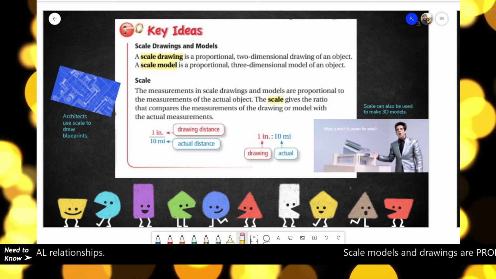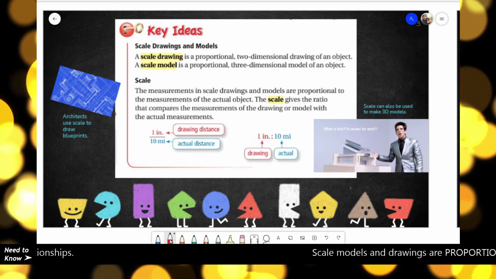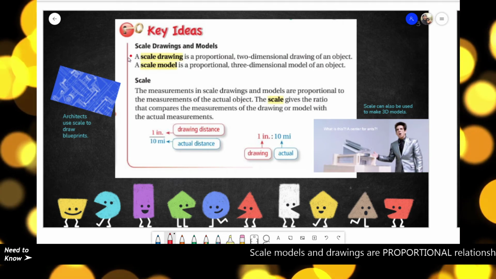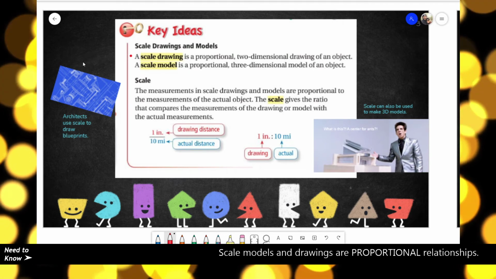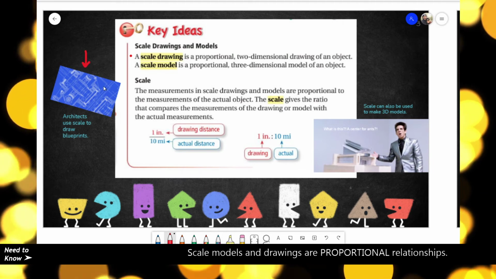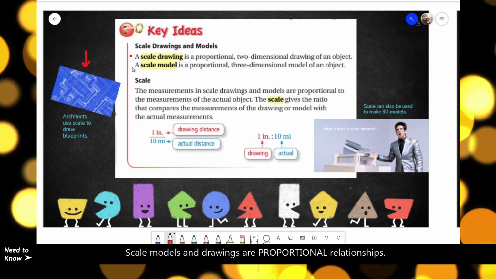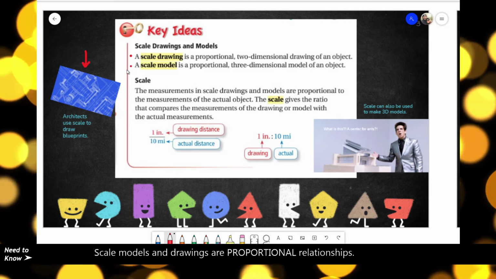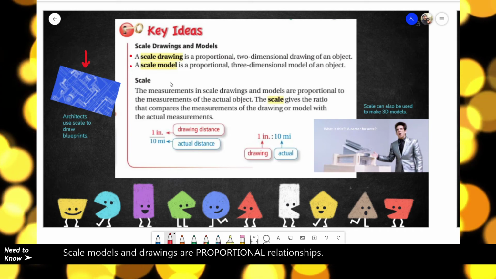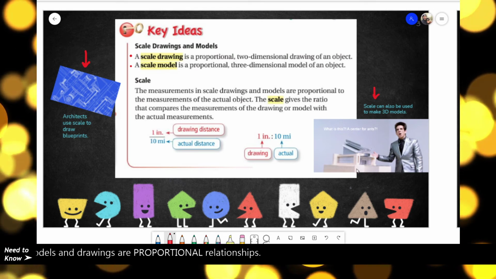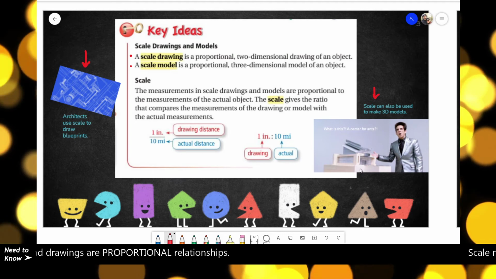So, let's take a look at what the book has for us. A scale drawing is a proportional two-dimensional drawing of an object. Think about blueprints. An architect draws blueprints to make a model of what a house would look like. A scale model is the same idea, except it's a three-dimensional object. So the architect could actually make a 3D model of the house that they're building.